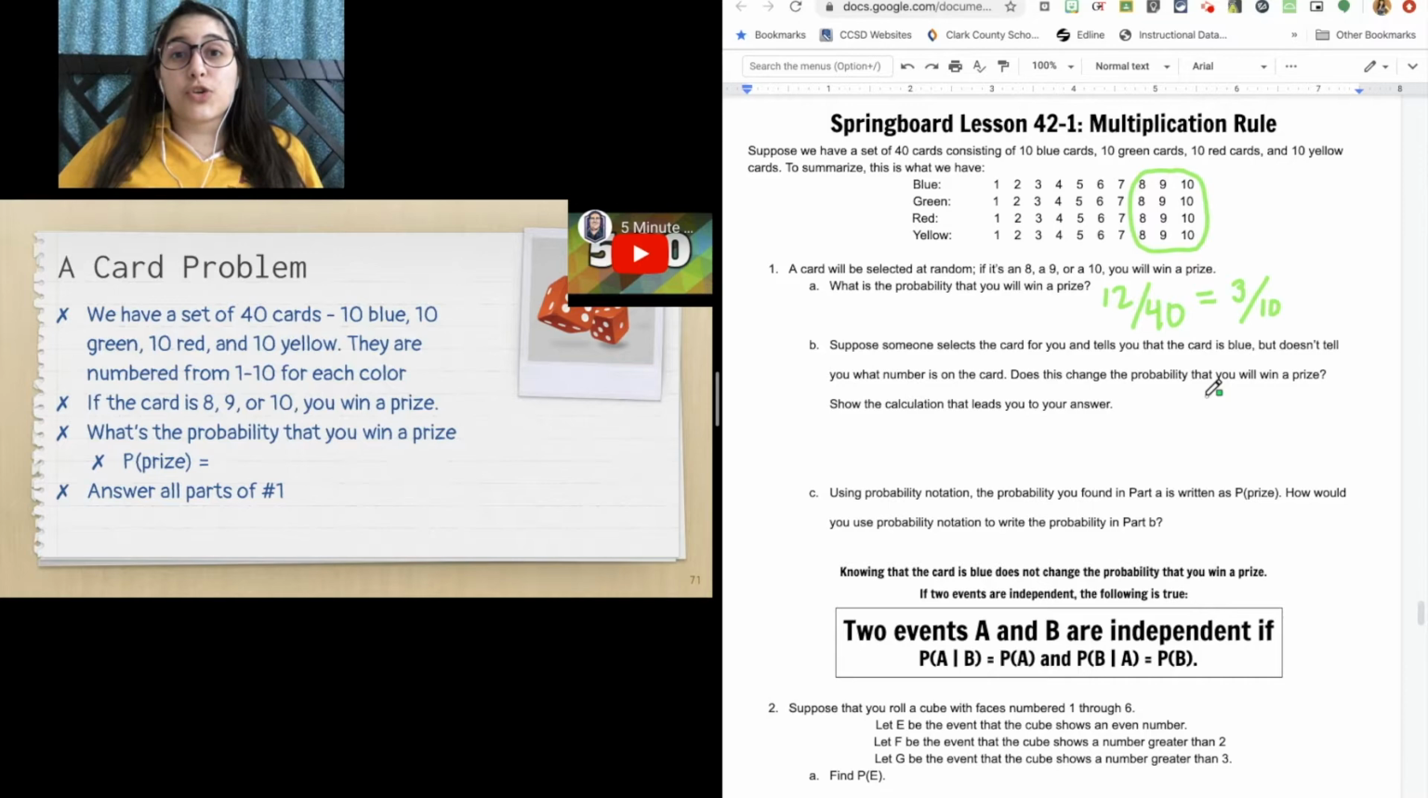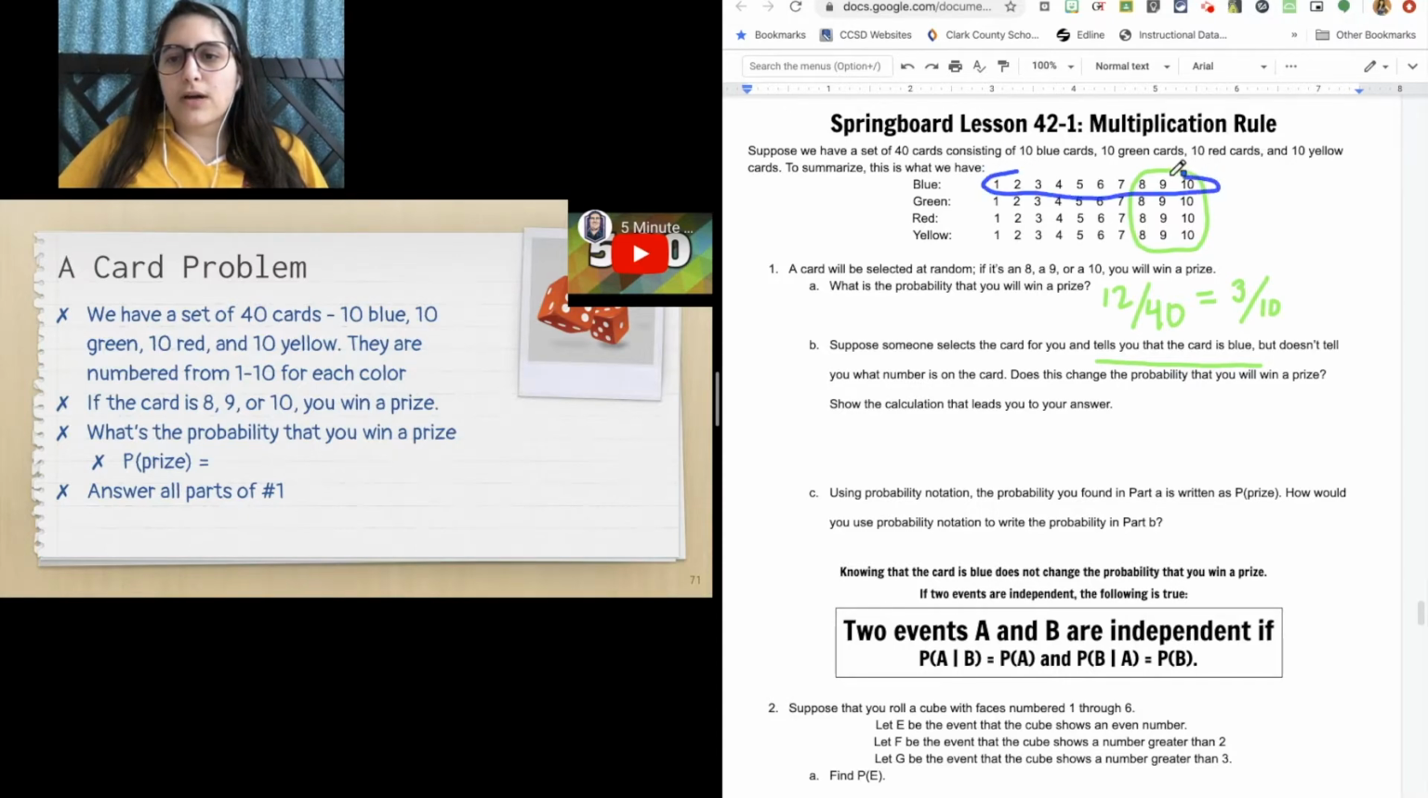Next, we're at the carnival, and the dealer, the person running the game, is going to pick a card for you. So you don't get to pick a card; they're going to pick the card for you. And they tell you that the card is blue, but they don't tell you what the number is on the card. So we want to figure out, what's the probability that I win now? This is a given probability. I gave you a restriction: we were told that the card was blue.